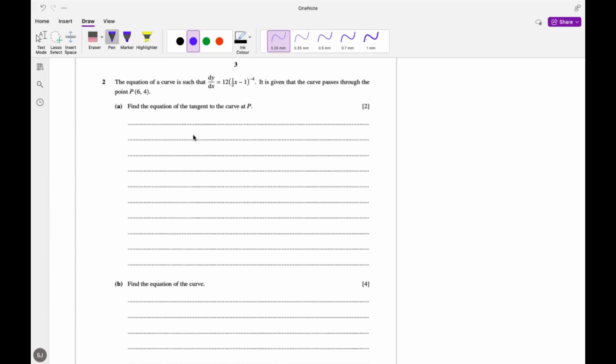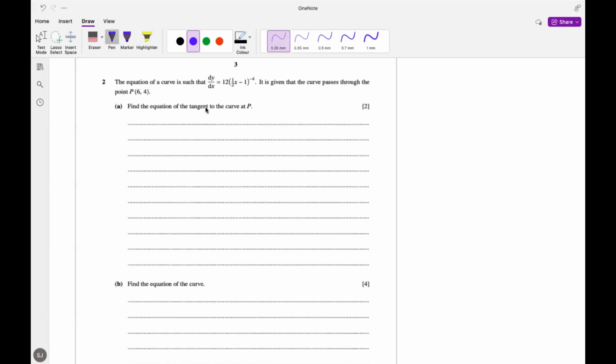In question 2, the equation of a curve is such that dy/dx is 12 into (1/2 x - 1) to the power -4. It is given that the curve passes through P(6, 4). In part A, we have to find the equation of the tangent to the curve at P. So to find the equation of the tangent, we need the gradient.